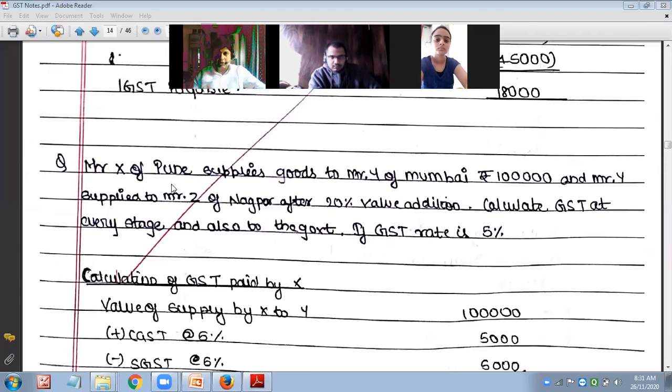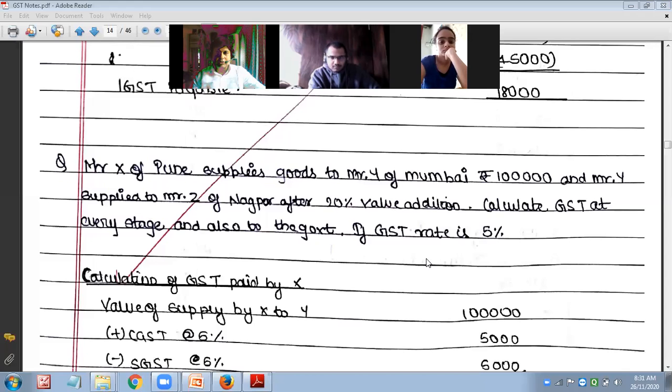Mr. X of Pune supplies the goods to Mr. Y of Mumbai for 1 lakh. Mr. Y supplies to Mr. Z of Nagpur after adding 20% value addition. Calculate GST at every stage and also how it has to be paid to the government if the GST rate is 5%.